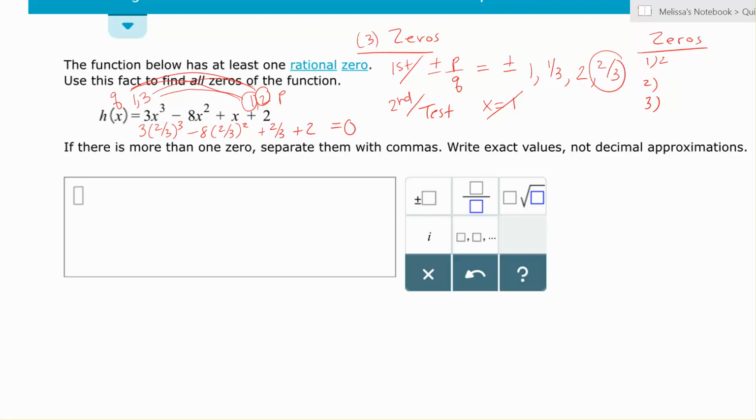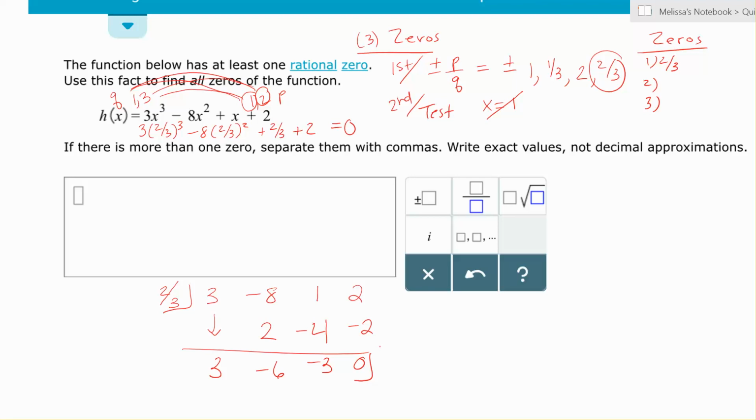And so with my list of zeros, I'm expecting 3 of them. Right now, 2/3 is a 0. So now I'm going to put 2/3 in the synthetic division box, and I'm going to write out my coefficients of the polynomial: 3, -8, +1, and +2. Drop down 3, multiply by the box. 3 times 2/3 is 2. -8 plus 2 is -6. -6 times 2/3, -4. 1 plus -4 is -3. -3 times 2/3 equals -2, and 2 plus -2 equals 0. So you get the remainder of 0.